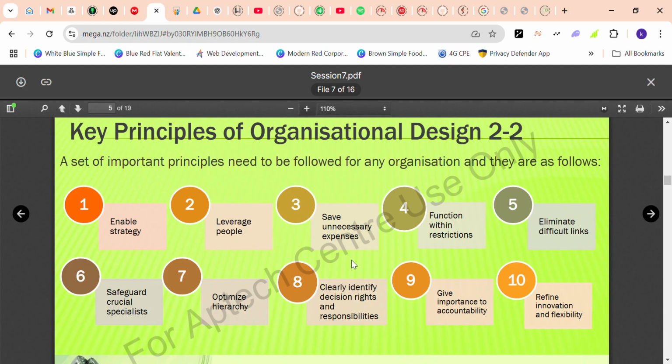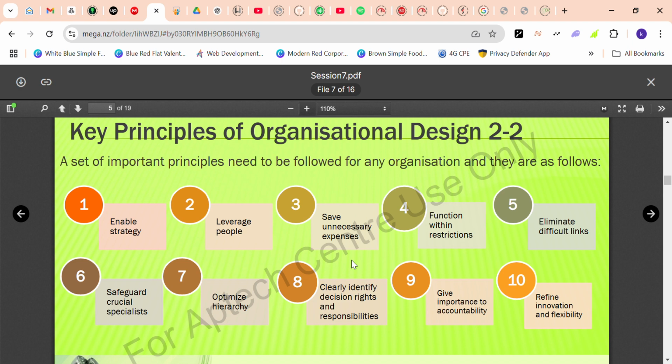And then number five, eliminate difficult links. Everything that will make implementation or operation difficult should be eliminated. Number six, safeguard crucial specialists. And then number seven is optimize hierarchy. Based on hierarchy, you also have to look into them and optimize them.